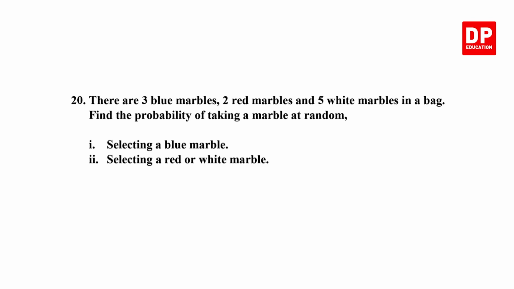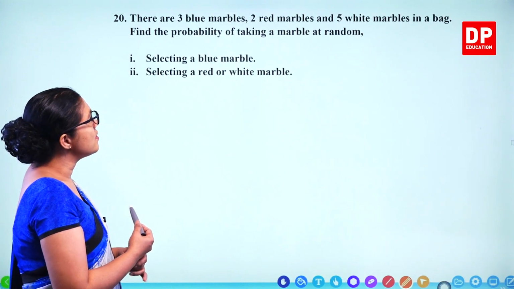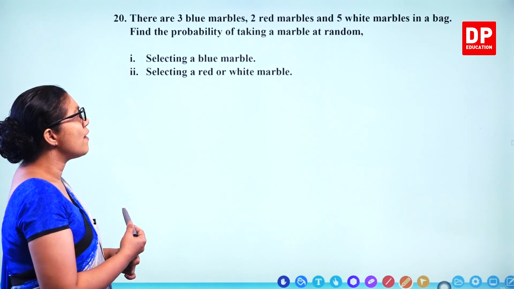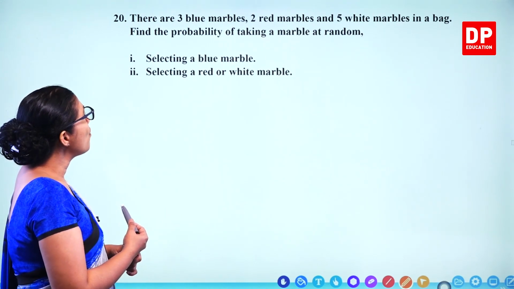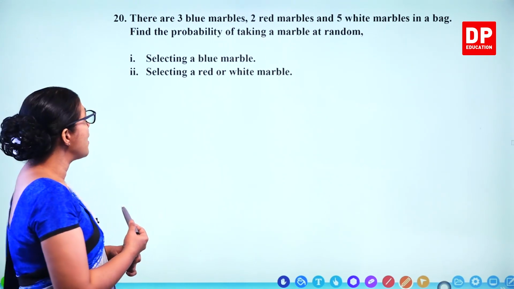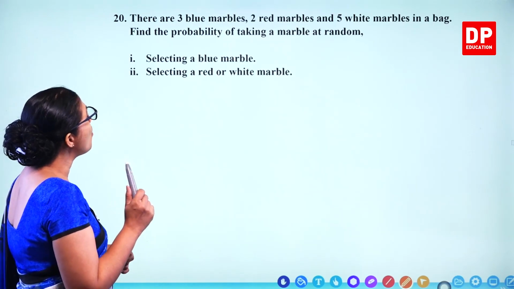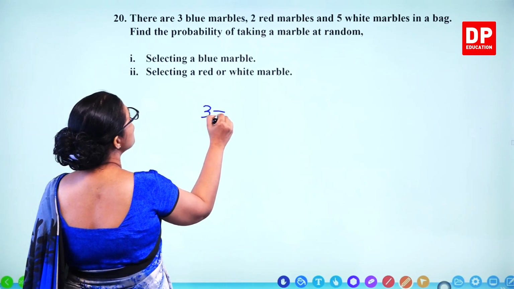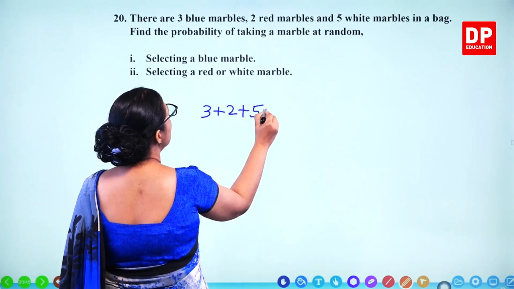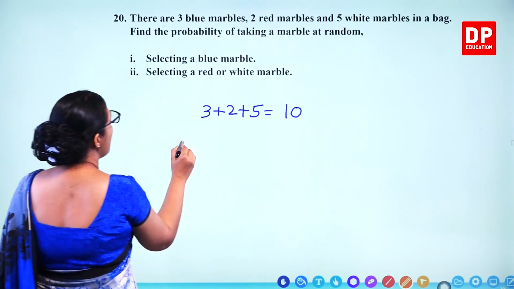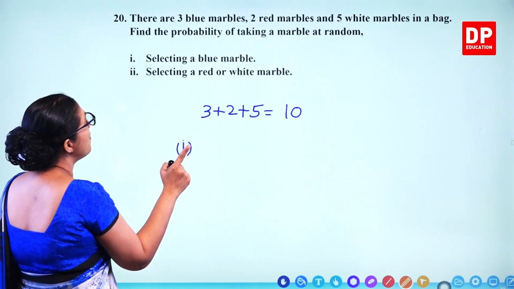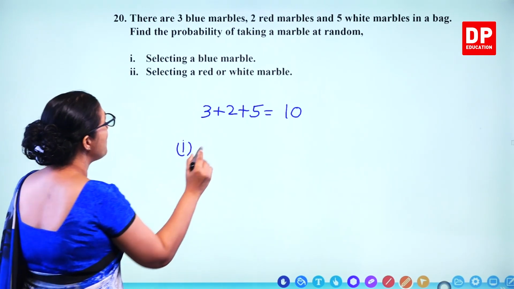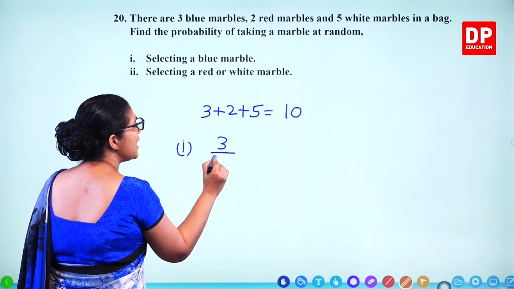Question number 20. There are 3 blue marbles, 2 red marbles and 5 white marbles in a bag. Find the probability of taking a marble at random, selecting a blue one. How many altogether? 3 plus 2 plus 5, 10 marbles are there. Out of 10 marbles, how many blue ones are there? 3. So what's the probability?